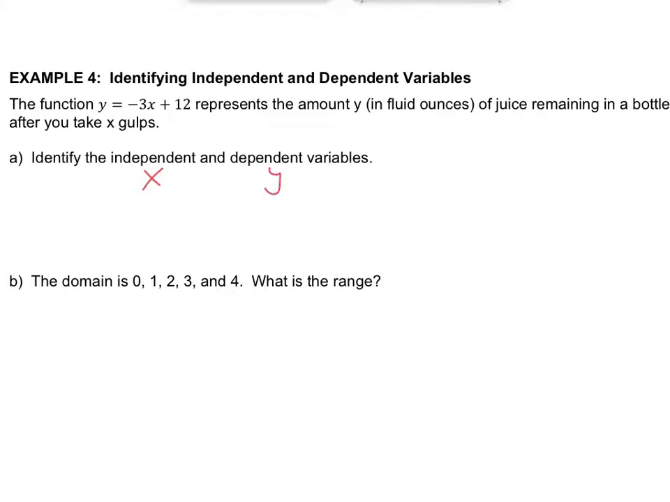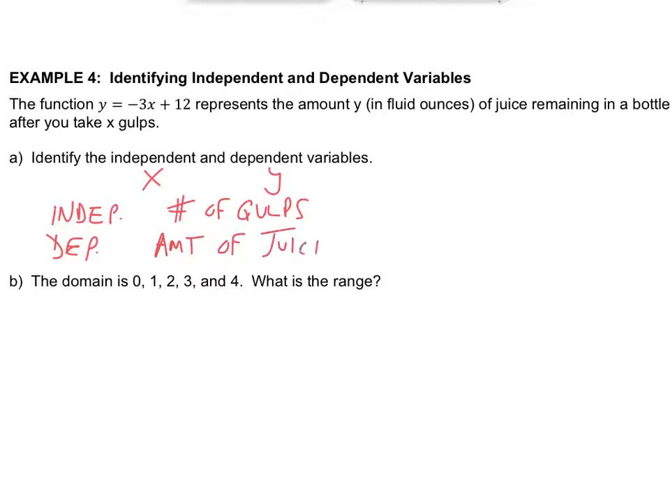Now in this case, because we're talking about a word problem, we need to say, well, what are those things in this one? So the independent, I'm just going to abbreviate it this way, is the number of gulps that you're going to take. The dependent is going to be the amount of juice left. Which makes sense. You don't know how much juice is left until you determine how many gulps you're going to take.